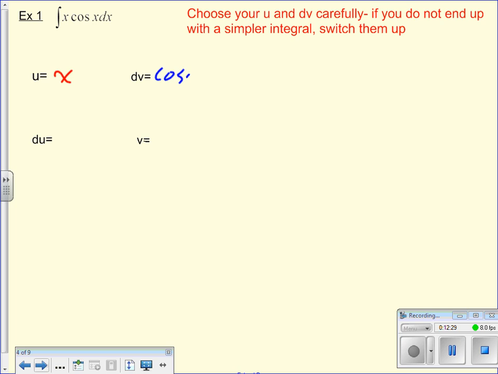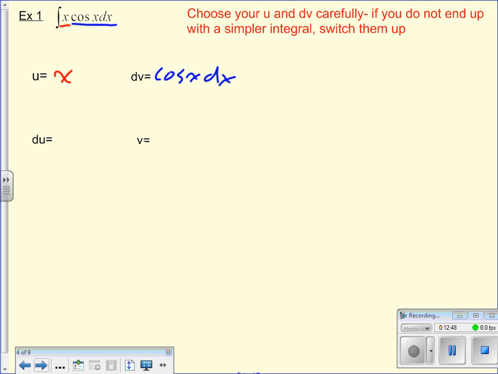Everything is one or the other. Everything that's in the integral is in one of those two places. Everything. If you don't put everything in, you're not doing it right.